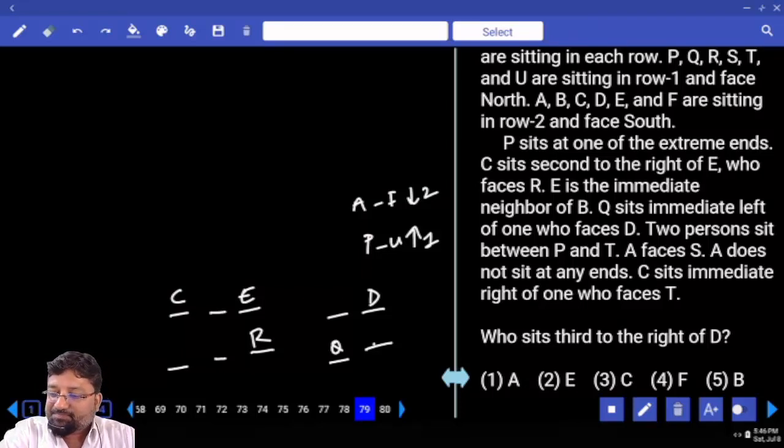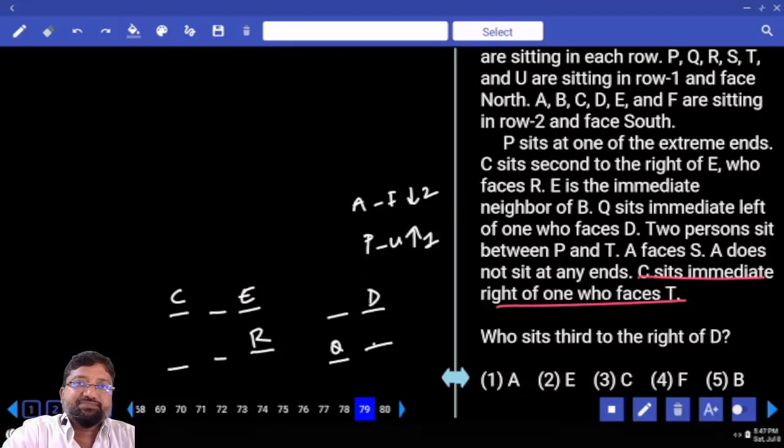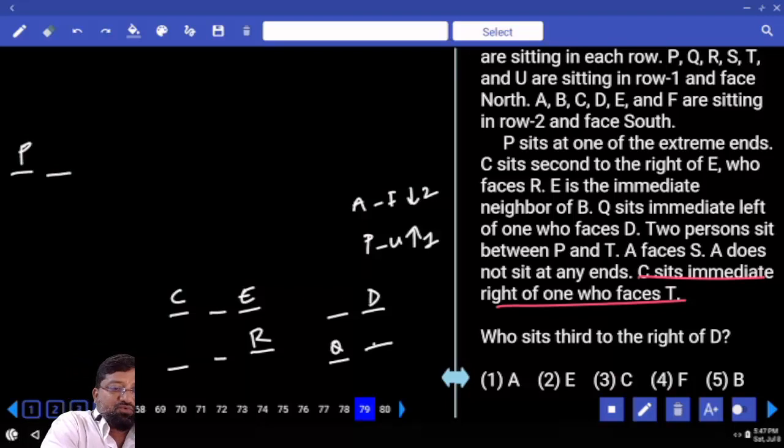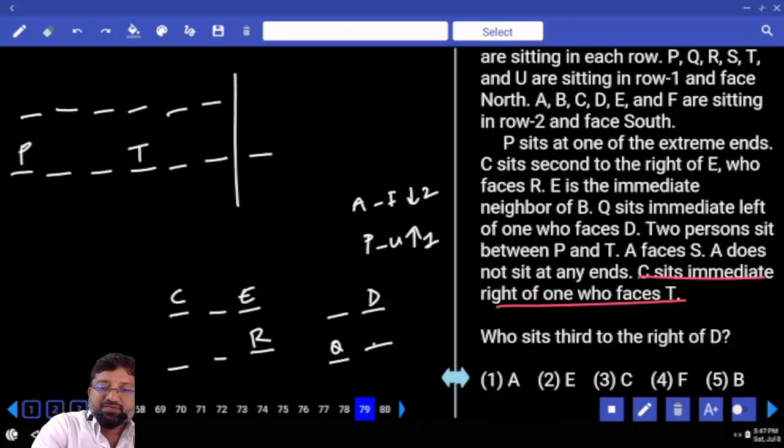This clue is making me split this question into two cases. Why? Because C sits to the immediate right of the one who faces T. Now, if I put P here, 1, 2, this is T, 5, 6. What is the other possibility? 1, 2, 3, 4, 5, 6, T.